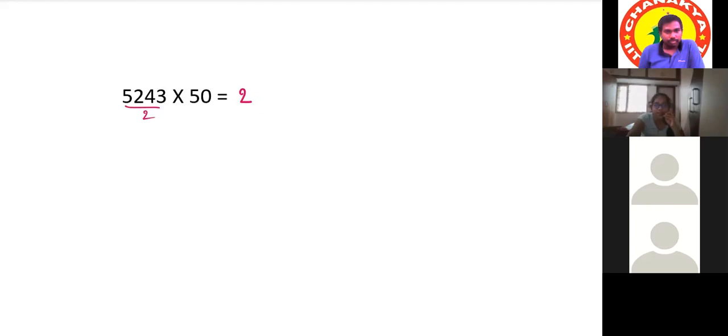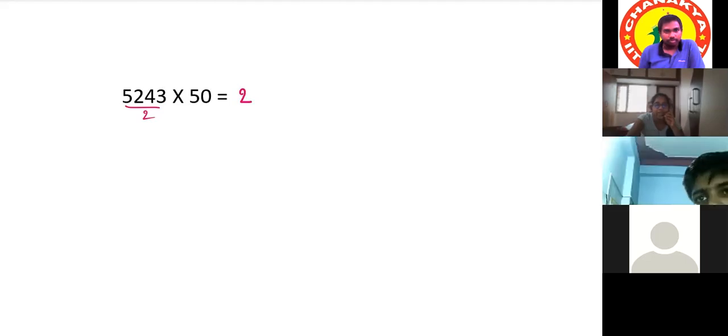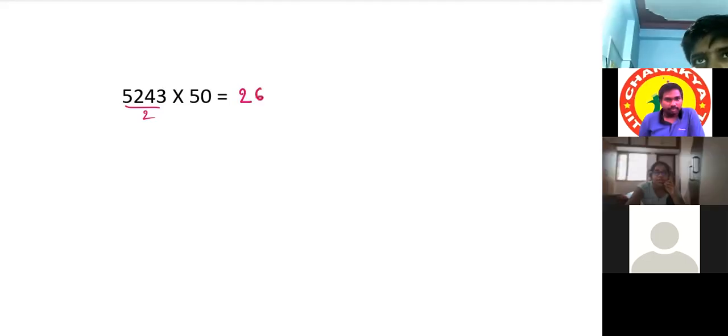We can add the remainder 1 to 2, which becomes 12. Half of 12 is 6. Then half of 4 is 2. And half of 3 is 1 with remainder 1. 1 is the remainder, so the last 2 digits will be 50.